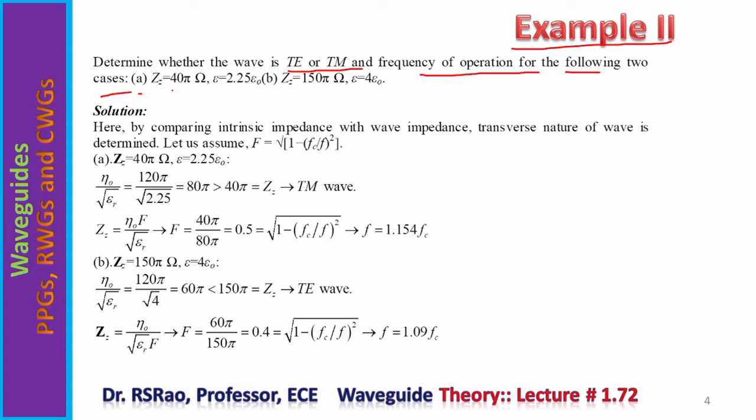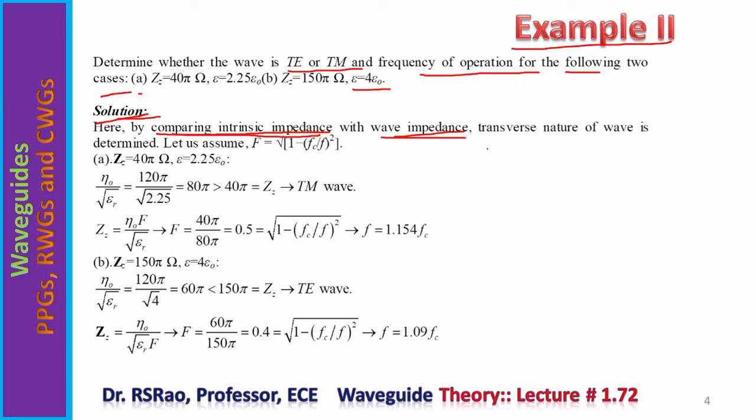A, Z_z is 40 pi ohms, epsilon equal to 2.25 epsilon naught. B, Z_z equal to 150 pi ohms, epsilon equal to 4 epsilon naught. Solution. Here, by comparing intrinsic impedance with wave impedance, one can say whether the wave is TE or TM. Transverse nature of the wave is determined.